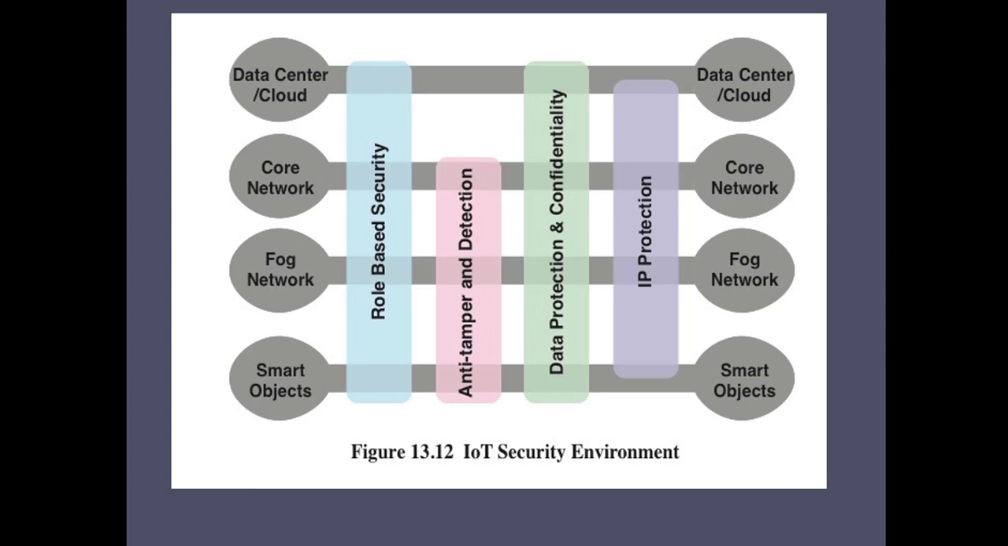And then the next one is data protection and confidentiality. I think we talked about the confidentiality and protection of data, and it has to be guaranteed at all levels, right? This is why it spans from smart objects to data centers. And the last thing is IP protection, which is mainly protecting data in motion, for example, protecting it from eavesdropping, and all other threats that we know about for data sent over the network.